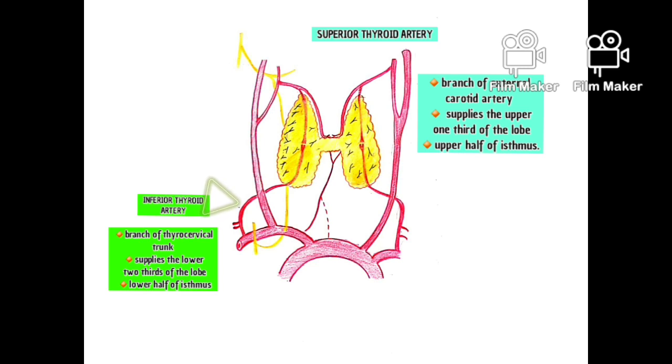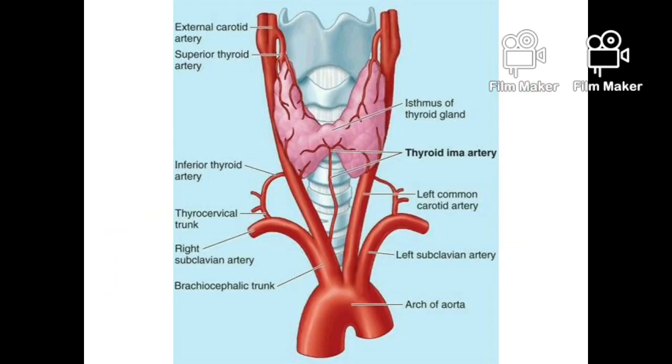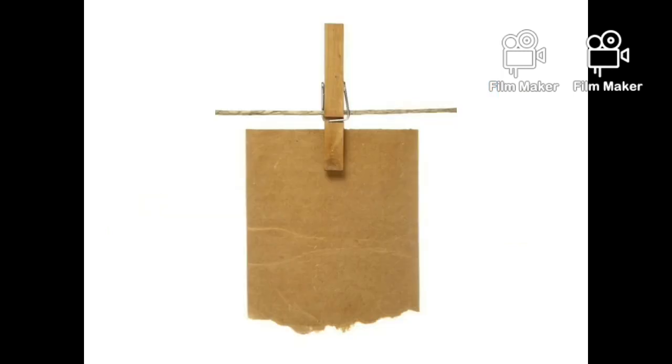The inferior thyroid artery, which is a branch of the thyrocervical trunk, supplies the lower 2/3 of the lobe and the lower half of the isthmus. The thyroidea ima artery is a branch of the brachiocephalic trunk and enters the isthmus from below. Accessory thyroid arteries also supply the gland and they arise from the tracheal and esophageal arteries.